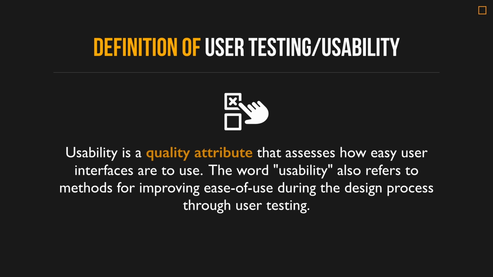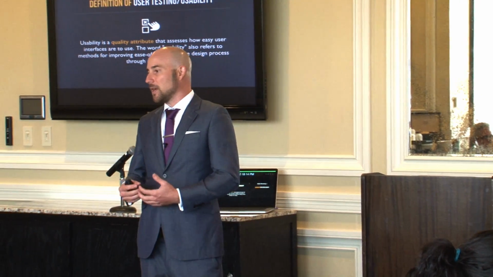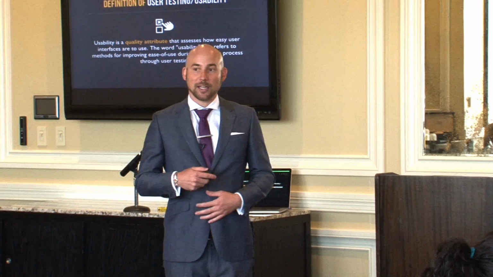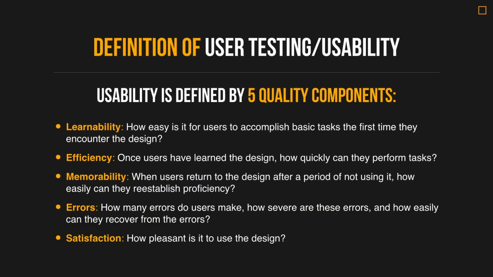So the definition of user testing and usability. Usability is a quality attribute that assesses how easy user interfaces are to use. The word usability also refers to methods for improving ease of use during the design process through user testing. The idea is we want to make it as easy as possible for people to do the things that we want them to do, take the actions that we want them to take. It's defined by five quality components.